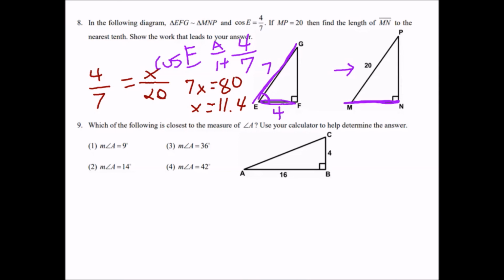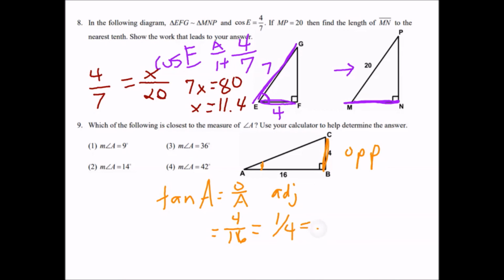Number 9, which of the following is closest to the measure of angle A? Use your calculator to help you determine the answer. So one way we could do this, A is our reference angle. They give 4 over 16. 4 happens to be opposite angle A. 16 is adjacent. They don't tell us the hypotenuse, so the trig ratio we're going to use is tan of A, which is opposite over adjacent. So that's going to be 4 over 16, and 4 over 16 is 1/4, which is 0.25.